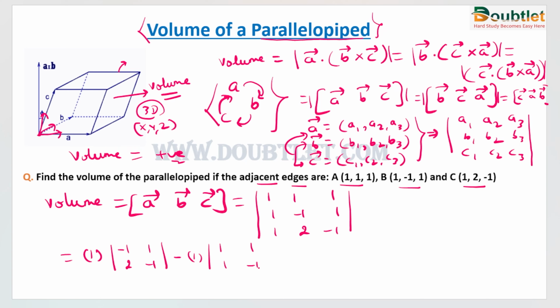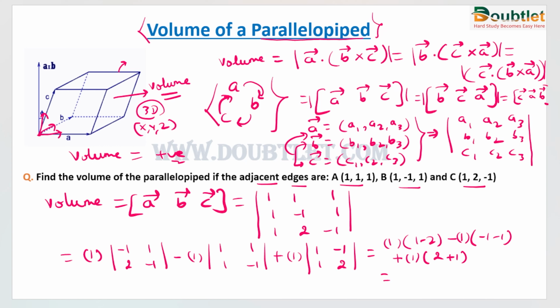So if we solve this, what we will get? 1 multiplied by 1 minus 2, then minus 1 multiplied by minus 1 minus 1, plus 1 multiplied by 2 plus 1. If we solve this, we will get minus 1, this will become 2, this will become 3. So again we got the answer as 4 cubic unit. So by both the methods we have got the same answer. So this is how we have solved the first example.